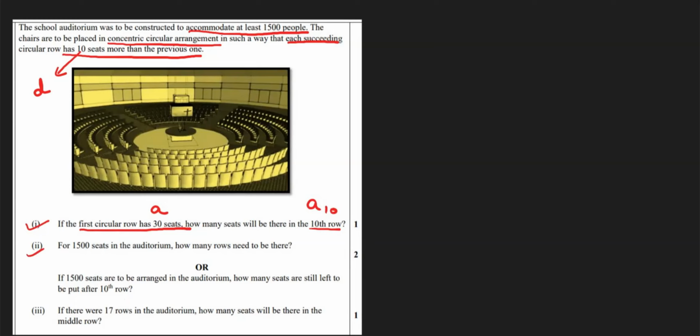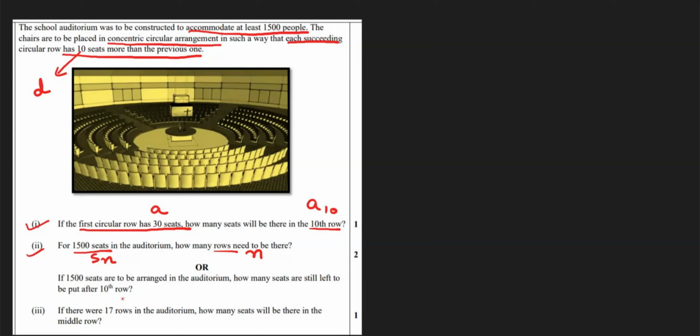Second question, if 1500 seats are there in the auditorium, so 1500 is the sum total of all the number of seats, that means Sn. How many rows will be there? How many rows means we should find n, the number of rows. n=1 means first row, n=2 means second row, n=3 third row, like that.